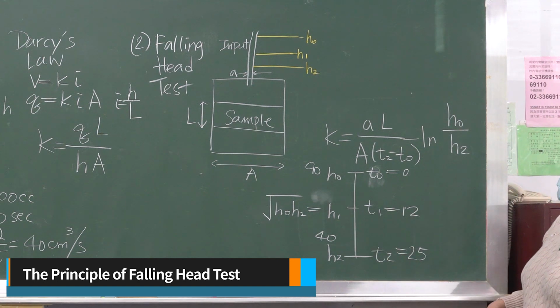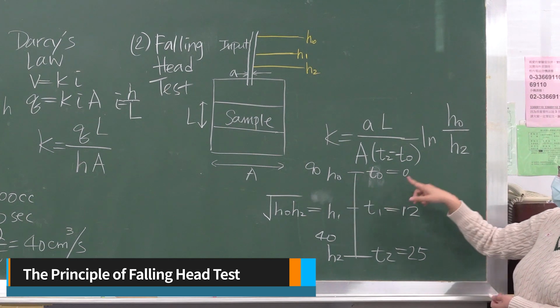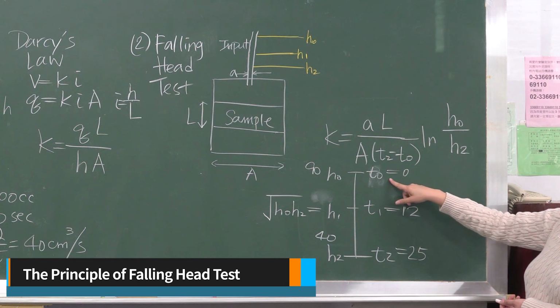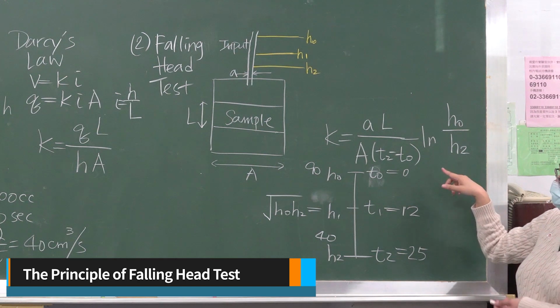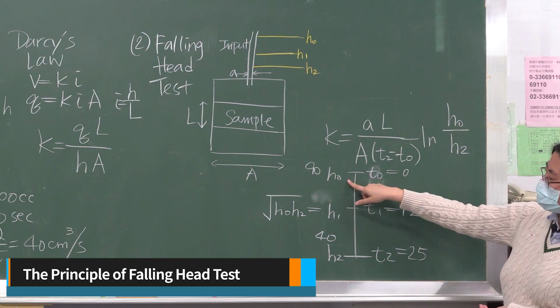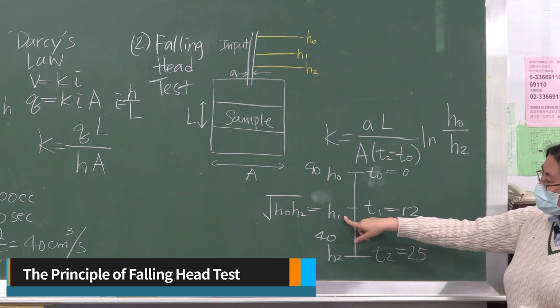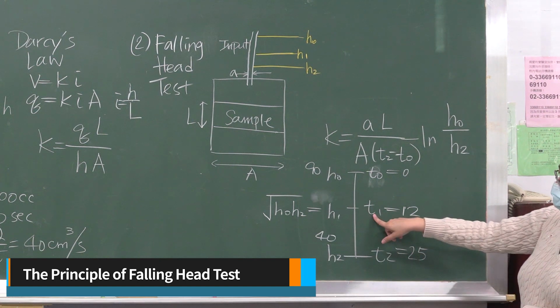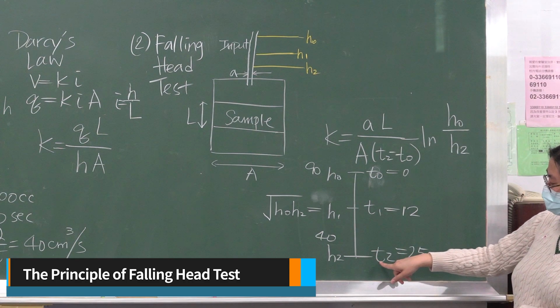When you start the test, you will record the time when the water level is at H0. The time corresponding to H0 will be denoted as T0, which is 0. So you will start your time device when the water level hits H0. Next, when the water level drops to H1, you will record the time again, and that will be T1. And when it reaches H2, you will record T2.